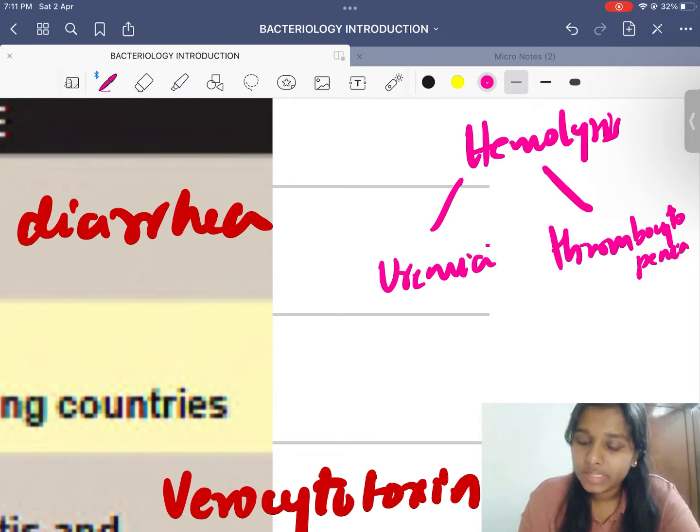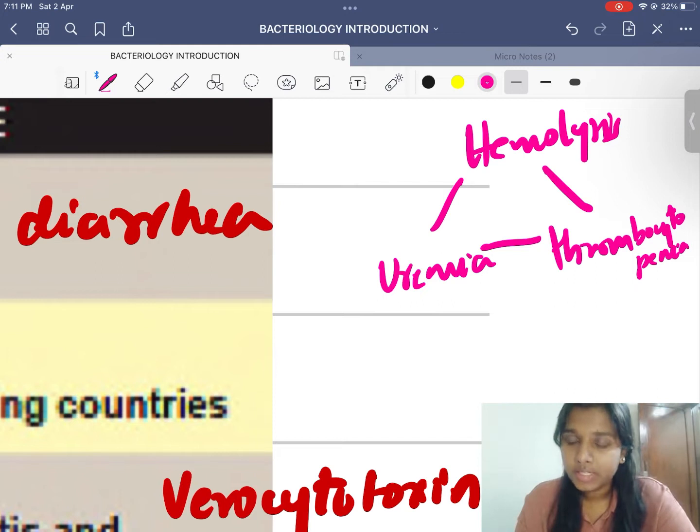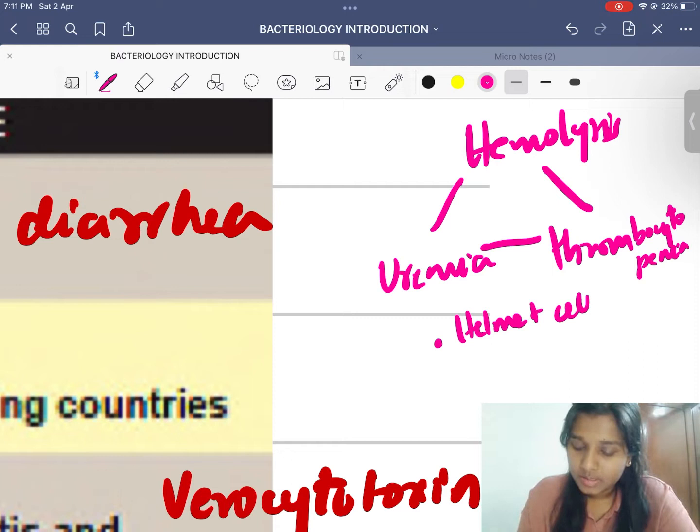Thrombocytopenia, that means low platelets. So this was the triad of hemolytic uremic syndrome. In this, what are the cells which you see? You see helmet cells, and then you see Burr cells, right? So this was about HUS.